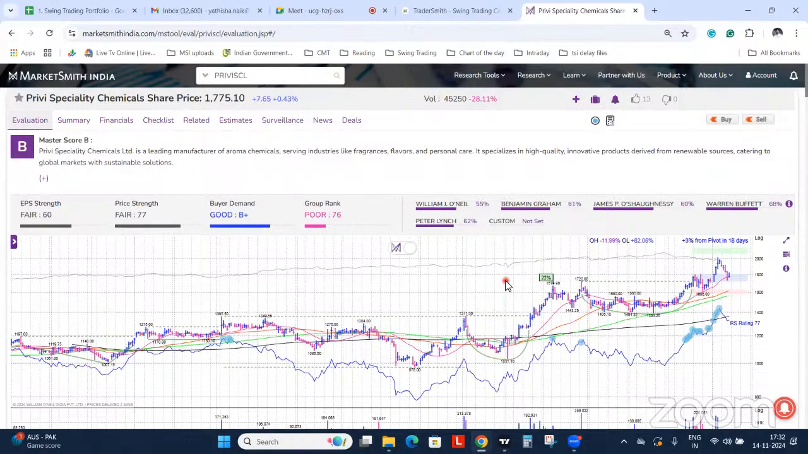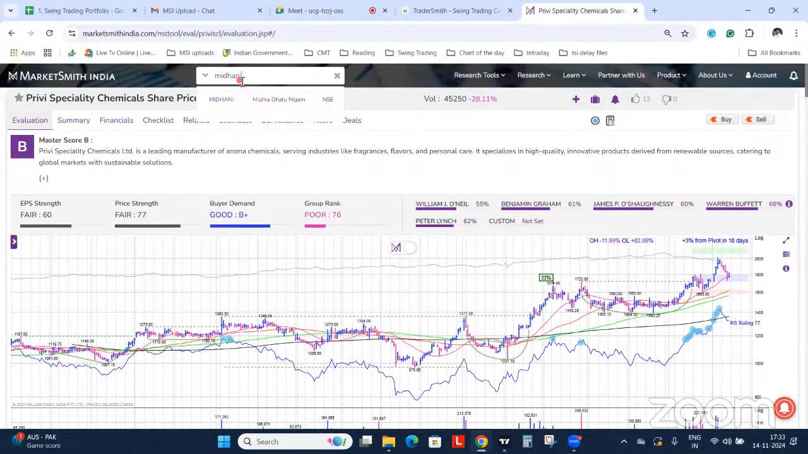From a mid-term perspective, it may remain sideways only, but from a long-term perspective, the stock is looking quite attractive. But in the mid-term, some moves here and there may happen. Suppose this ongoing correction extends, it may fall 10%. I'm not denying that. Maybe it moves towards 1600 also. But from a long-term perspective, one can remain intact with the MarketSmith India recommendation for Diwali special.